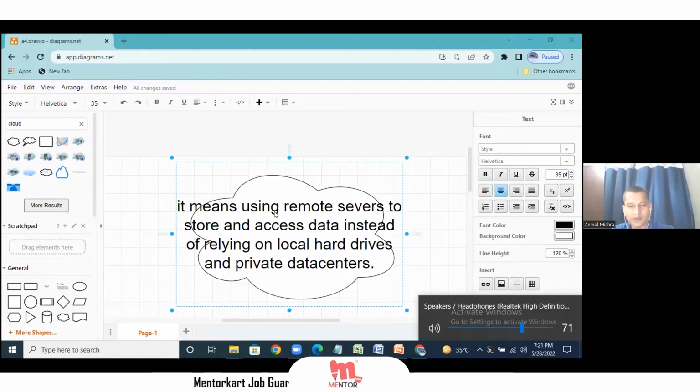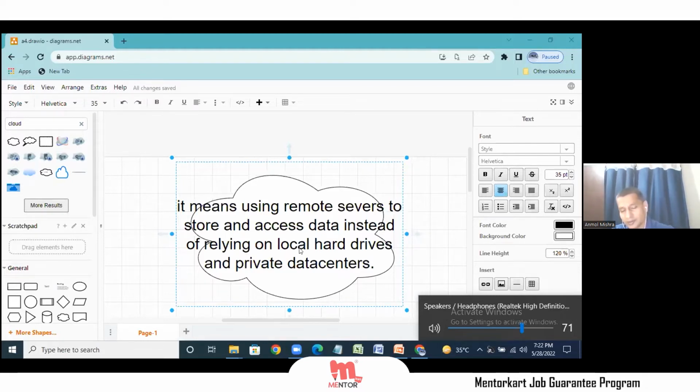What is the meaning of remote server? Anyone? Accessing data remotely without use of HDD or SSD. Instead of using local servers, we use a remote server. What is the meaning of remote? What is the meaning of remote server? A server that we access via the internet, right? Very good. It means using a remote server to store and access data instead of relying on a local hard drive.